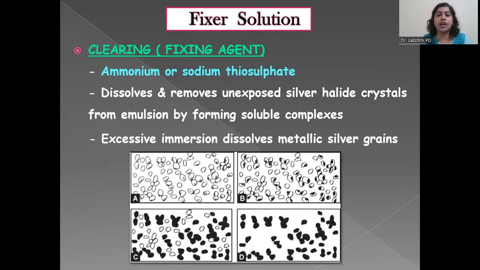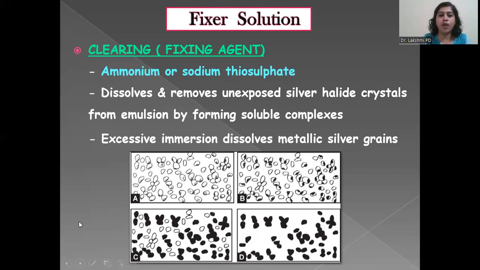Now the fixer solution again has four components: a clearing agent, an acidifier, a preservative, and a hardener. The clearing agent is also called a fixing agent, which is basically ammonium or sodium thiosulfate. The ammonium or sodium thiosulfate is used to dissolve or remove any unexposed silver halide crystals from the emulsion by forming soluble complexes and bringing them out into the fixing solution.